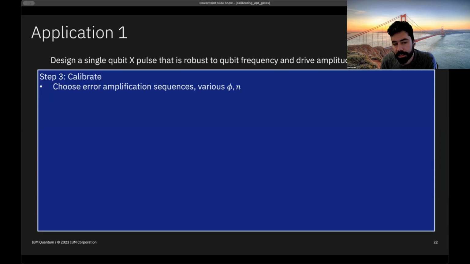To calibrate now, you need to choose error amplification sequences. So these are the sequences that were used. It's basically a repetition sequence of our gate, but then with some Z rotation. And in IBM devices, this is done virtually, so it's just a changing phase. I forget exactly what values are used here. But yeah, this is very similar to what's used for DRAG pulses, but just with more phase values.